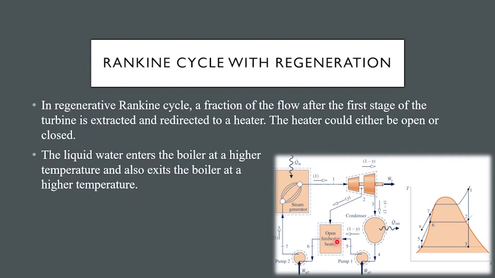The liquid condensed from the condenser is then pumped into the open feed water heater. So the liquid stream, that is stream 5, is combined with the vapor stream, that is stream 2, to produce stream 6. Stream 6 is a liquid stream that is at a higher temperature. Stream 6 is then pumped, becomes stream 7, and is then fed to the boiler.